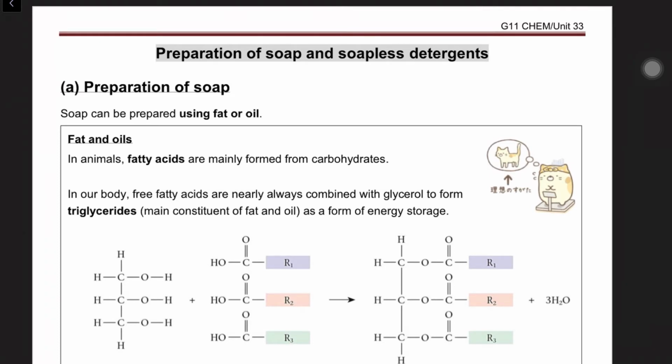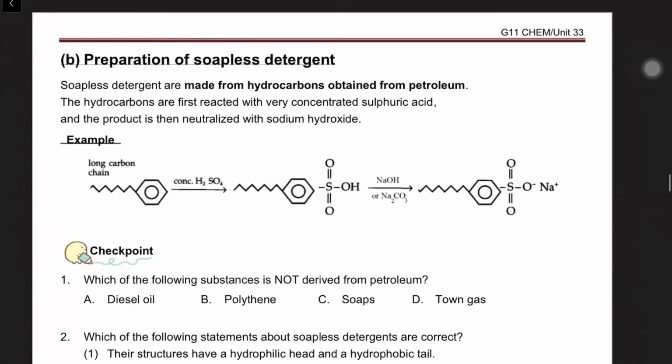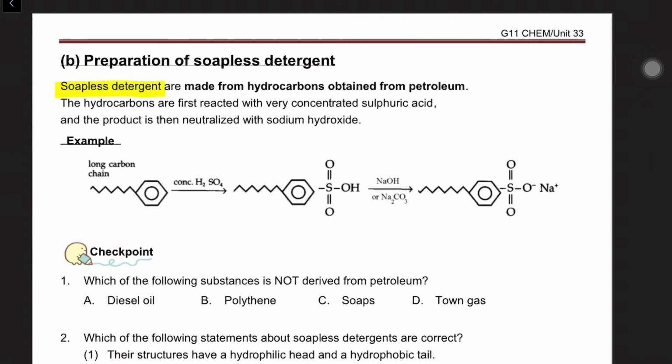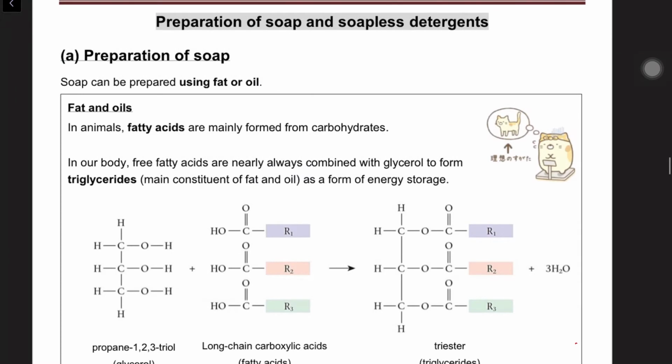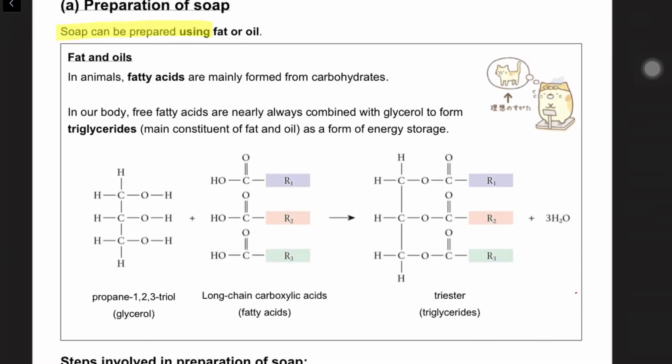Okay? Now, I will move to the soapless detergent first because this is a simpler case. The soapless detergent is made from hydrocarbon, or you can say from petroleum. In most cases, they will react with sulfuric acid, and that's it. Okay? So all you need to memorize is soapless detergent comes from petroleum. How about soapy detergent? The soapy detergent is made from fat and oil.